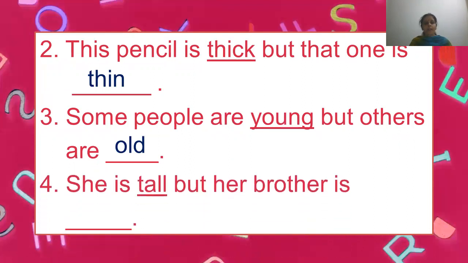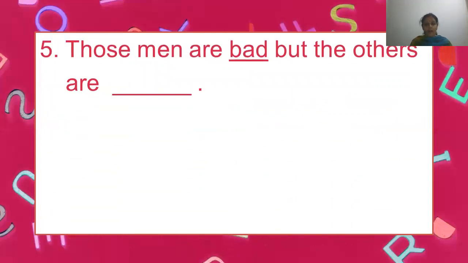Let's go to the next one. She is tall, but her brother is dash. She is tall, but her brother is, very good, short. She is tall, but her brother is short. Clear? Let's go to the next question. Those men are bad, but the others are dash. Yes? You all will write down the answers and then I'll show you the correct answer, and you can see whether you are getting it correct. Those men are bad, but the others are, let's see the answer, good. Those men are bad, but the others are good.